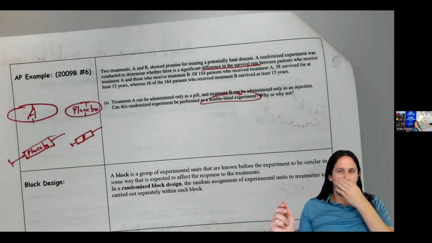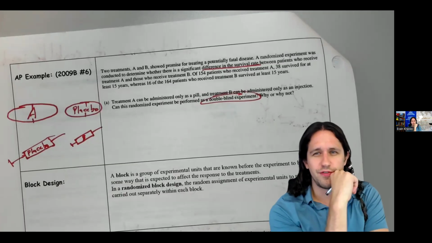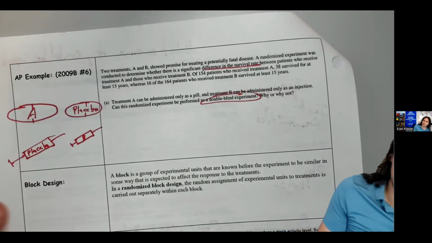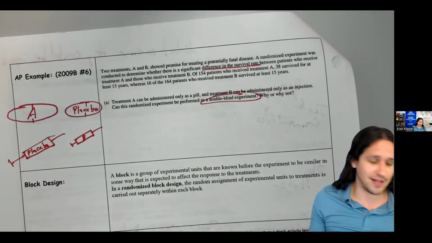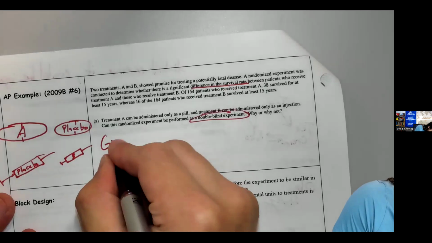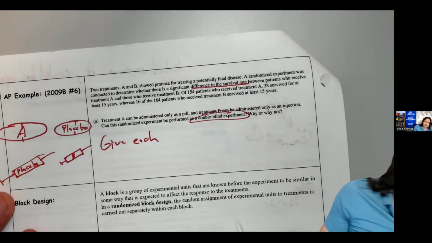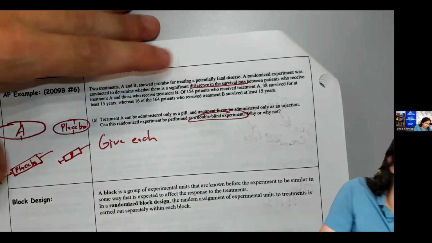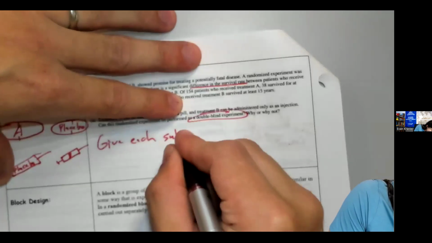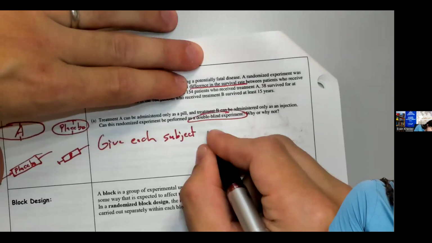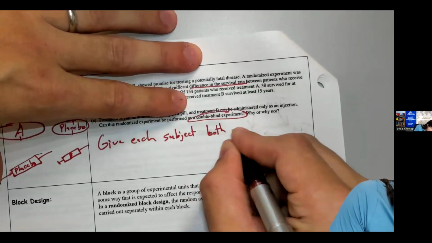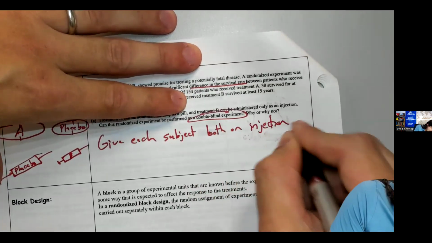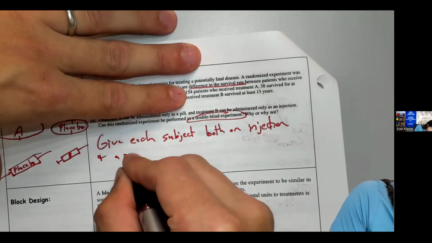So the idea is how could you confuse them? How could you keep them in the dark? How could you make them unsure as to which they're receiving? They're going to have to get a pill and an injection. Give each, what are they called? They're not experimental units. If they're people, they're called subjects. Give each subject both an injection and a pill.